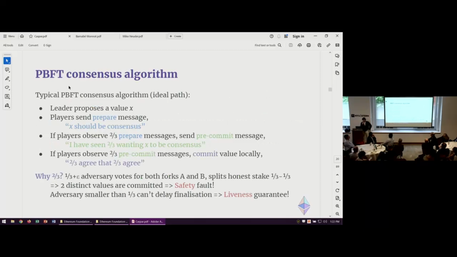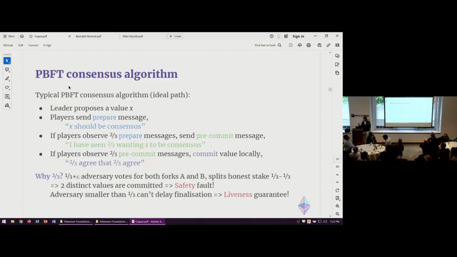Right, let's get into it. A very classic type of consensus algorithm is the PBFT protocol, which stands for Practical Byzantine Fault Tolerance. It's the basis of the vast majority of proof-of-stake protocols in different flavors, but the underlying idea is essentially this algorithm here.